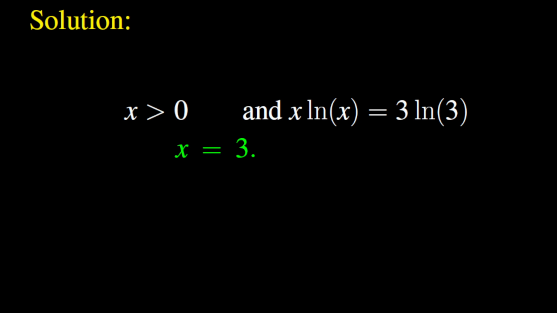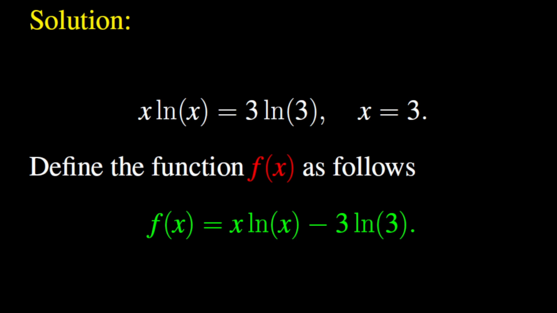The trivial solution of x times log of x equals 3 times log of 3 is of course x equals 3, because with x equal to 3 the left-hand side is exactly equal to the right-hand side. Now, the last question we have to ask ourselves is: are there any other solutions, or is x equals 3 the only solution? In order to study the uniqueness of the solution x equals 3, we define the function f of x: f of x equals x times log of x minus 3 times log of 3.